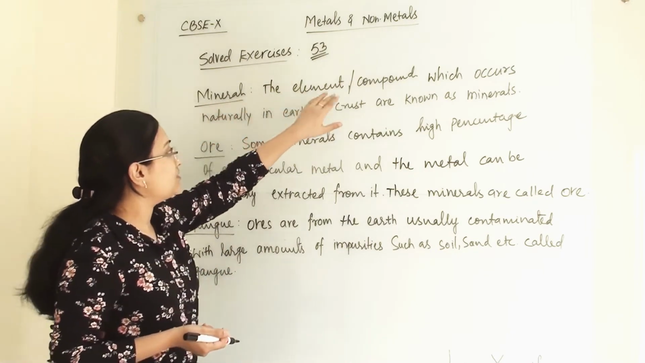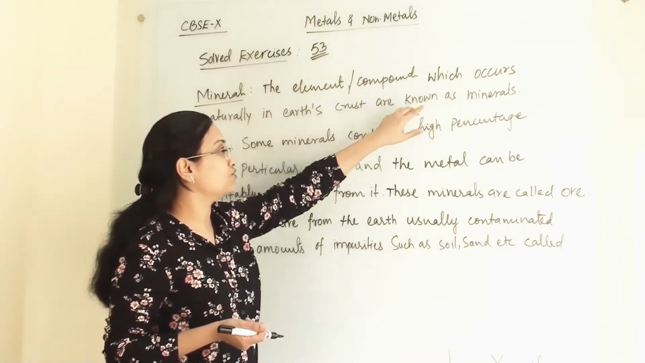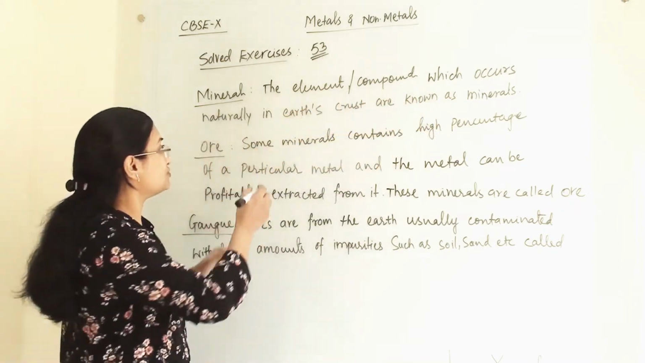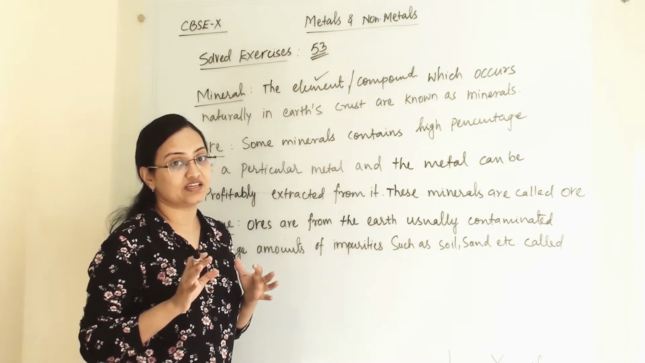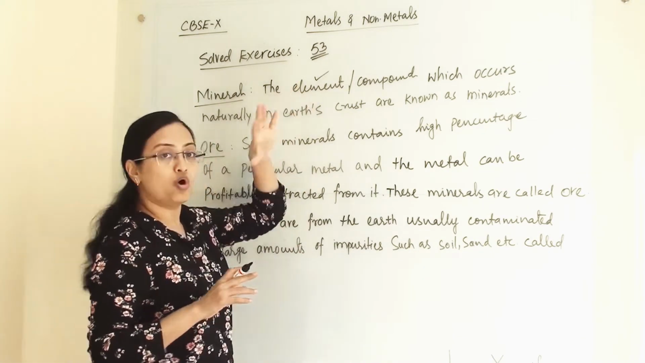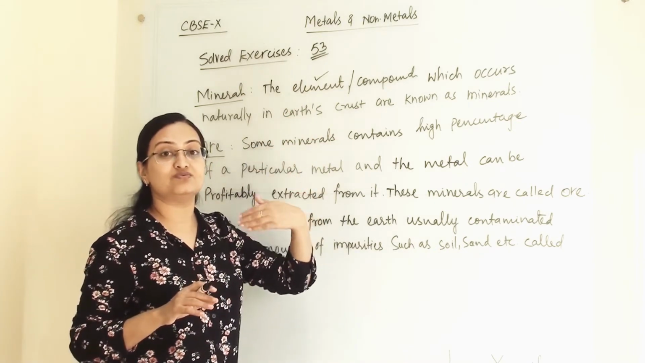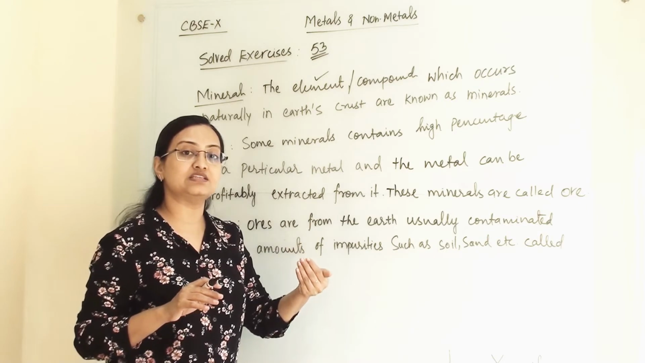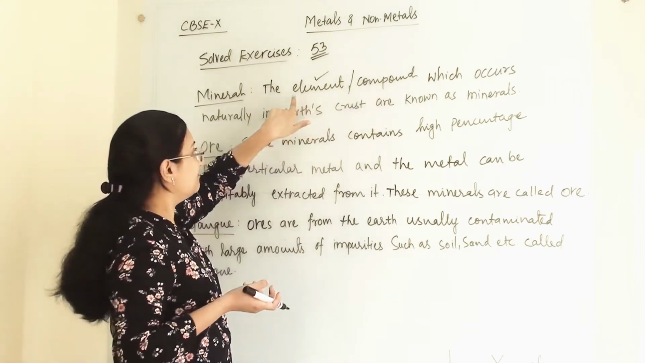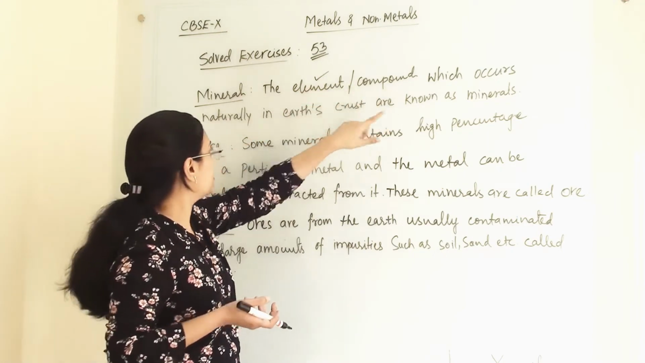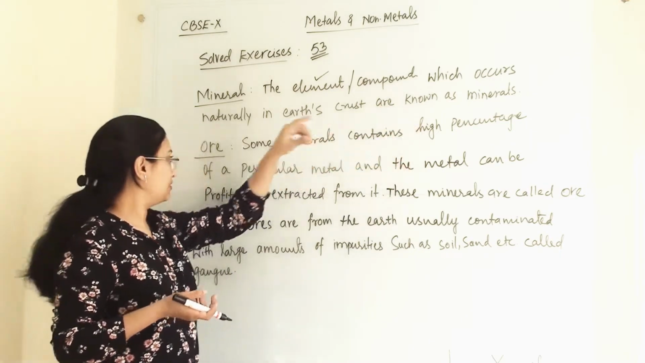Mineral: the element or compound which occurs naturally in the earth's crust is known as a mineral. The periodic table has 108 elements, and if an element is very reactive, then it will exist in a combined state, that is, in compound form. When this element or compound occurs naturally in the earth's crust, it is known as a mineral.